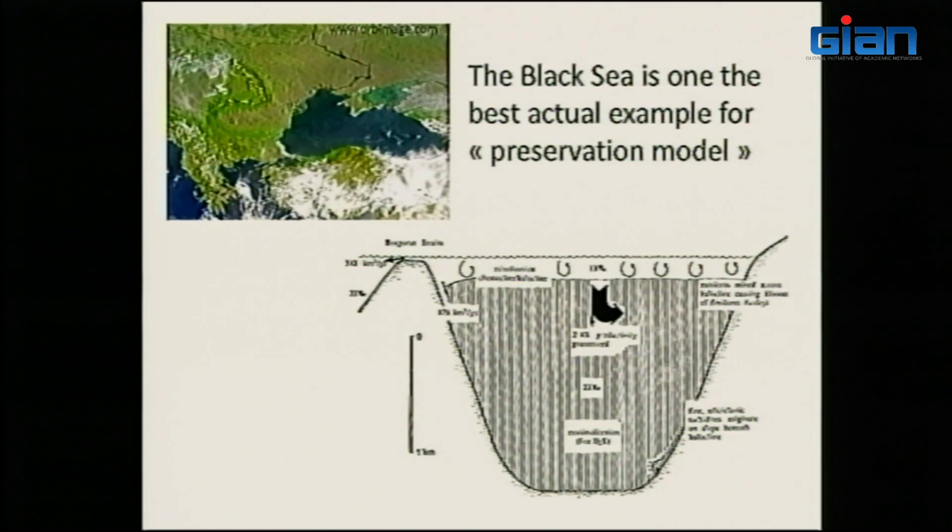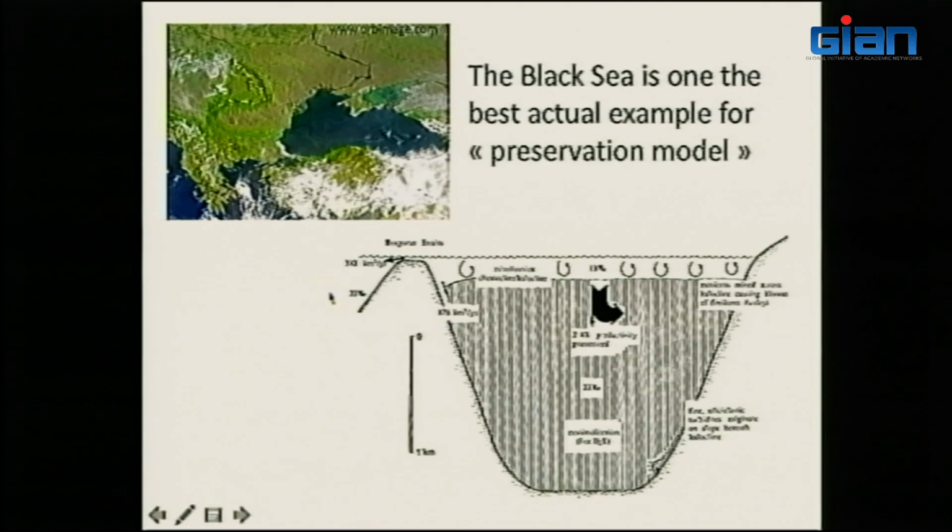The best example for this preservation model is the Black Sea. As you know, the Black Sea is located here. You have Turkey, this is Greece, and after that Romania, Bulgaria, Ukraine. This is a restricted basin, and there is only a very narrow strait here, the Bosphorus, permitting some kind of connection. But this is a very restricted basin.